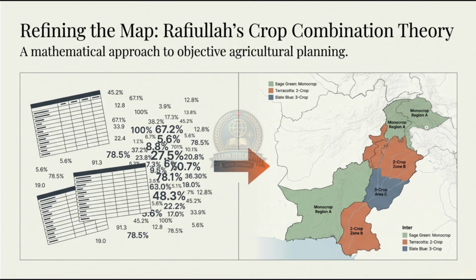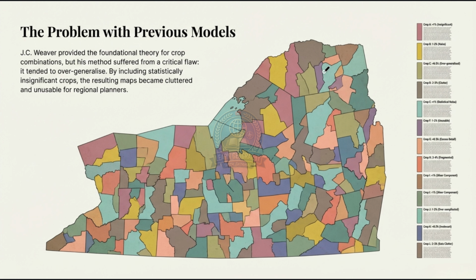Good morning everyone. In this class we are going to discuss Rafiullah's crop combination theory. In our previous class we discussed Weaver's crop combination method. In this class we will discuss Rafiullah's model. This is a mathematical approach to objective agricultural planning.